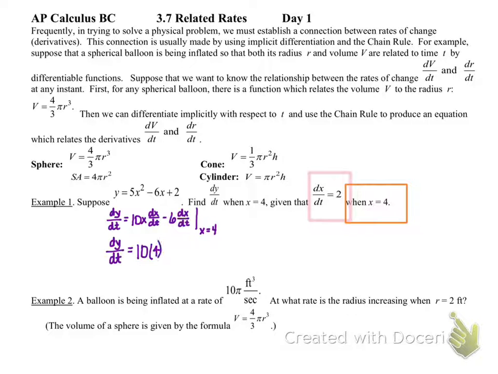So we have x equal to 4, and when x is 4, dx/dt is 2, and we see that we have 80 minus 12, which is simply 68.